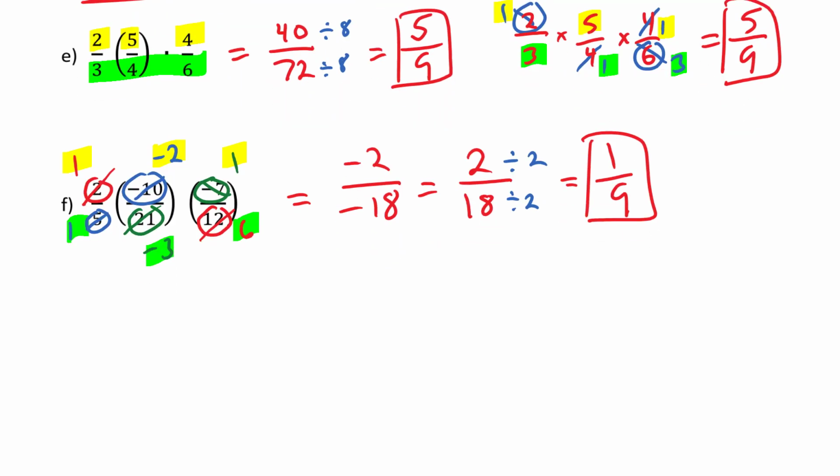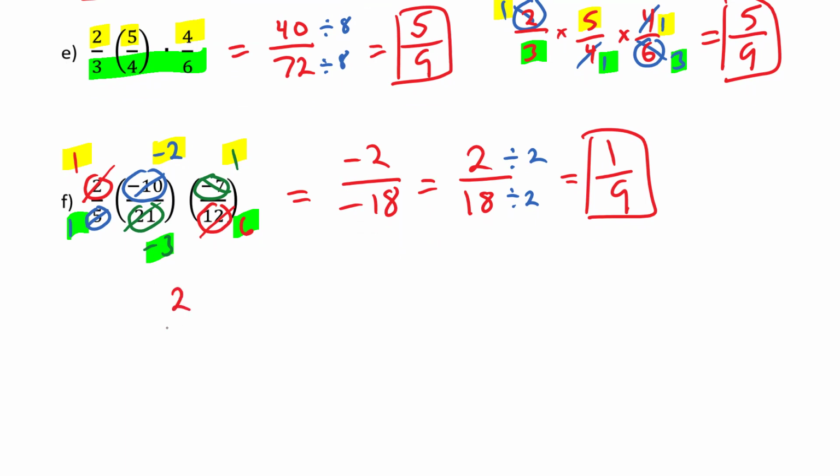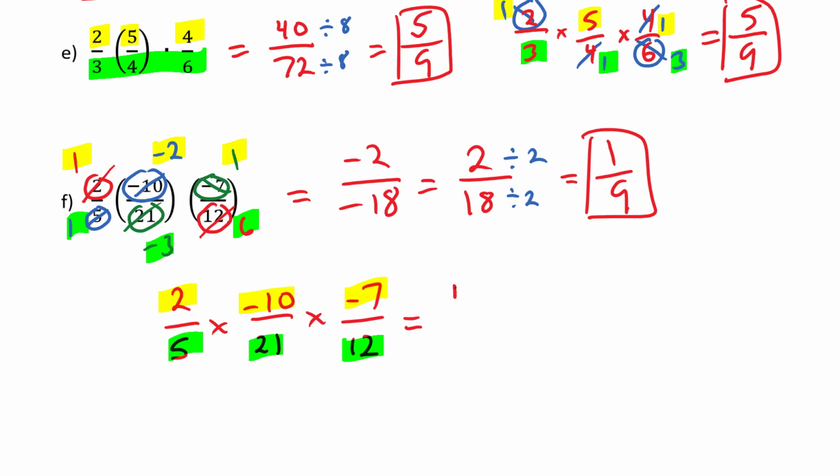Hopefully that's not confusing you. If that's confusing, let's go back and do it the original way. Multiply the tops, multiply the bottoms, and simplify. 2 times 10 is minus 20, times minus 7 is going to be positive 140. 5 times 21 is going to be 105, times that by 12, 1,260. So you can see we have quite a large number here. I had to use a calculator for that one.